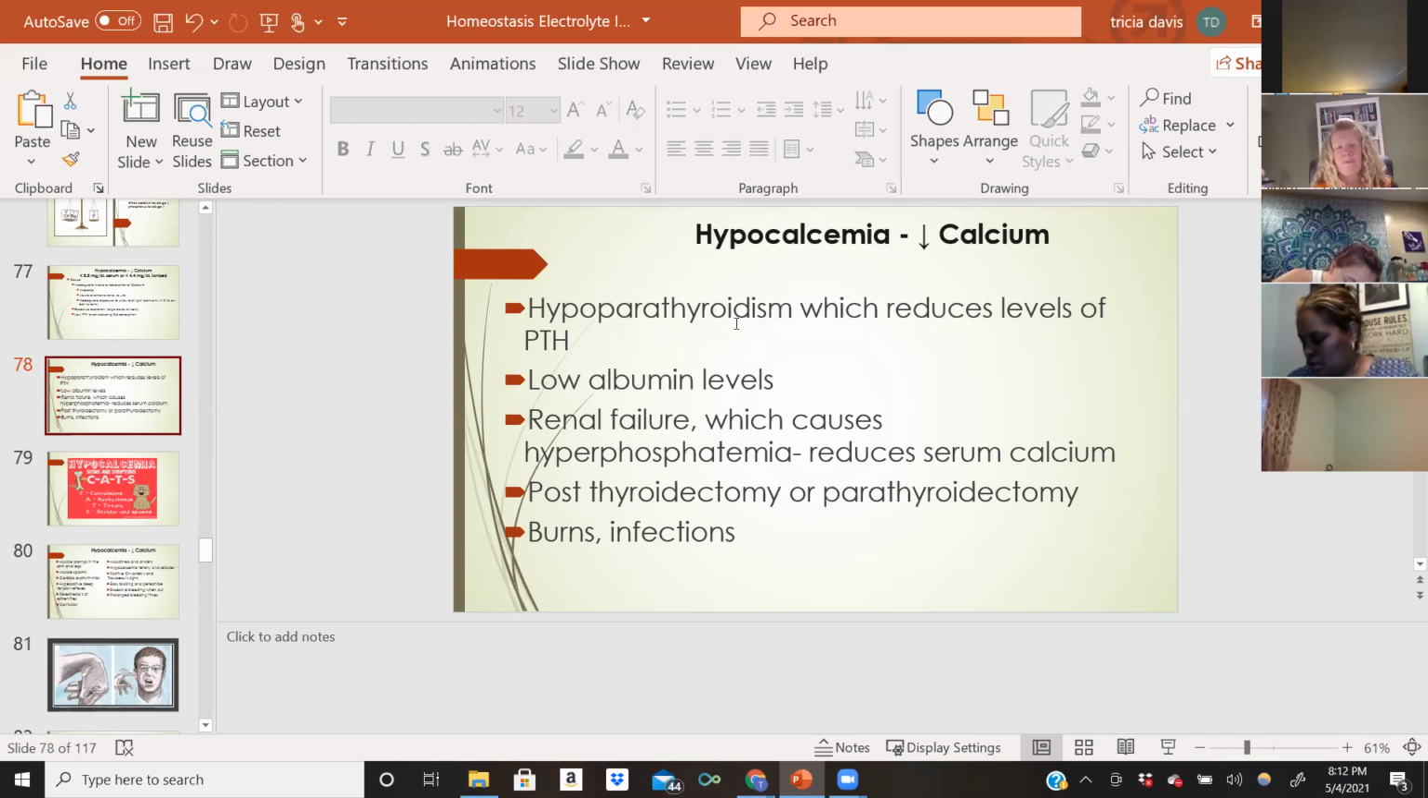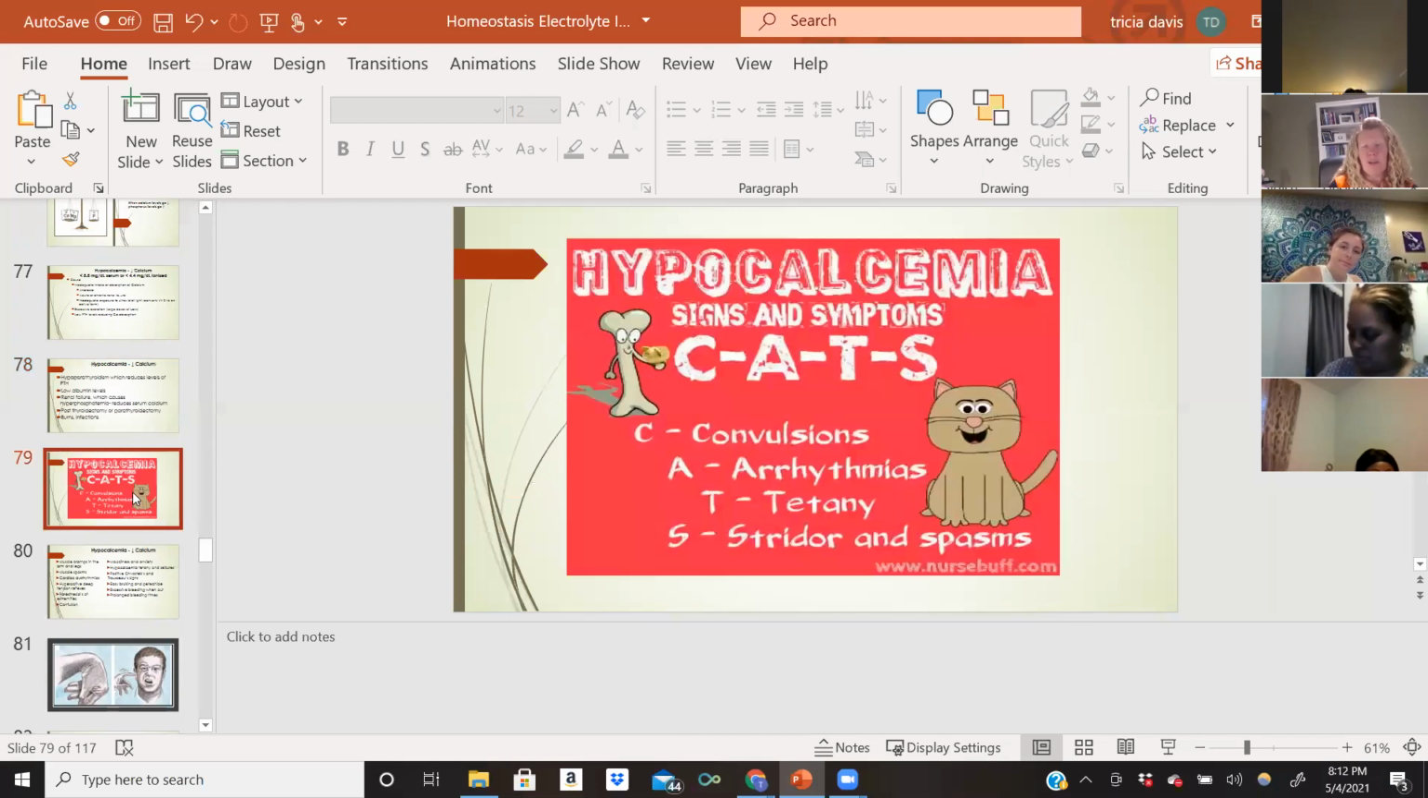It's an ongoing issue. Patients that have a thyroidectomy or a parathyroidectomy, you're going to expect to see low calcium. You guys need to know that. Okay, if you have a patient that has had their thyroid out, a thyroidectomy or a parathyroidectomy, the parathyroid hormone cannot help regulate the calcium. So your calcium levels are going to be low. And then if you have any burns or infections, that's an important slide. You guys need to know that.